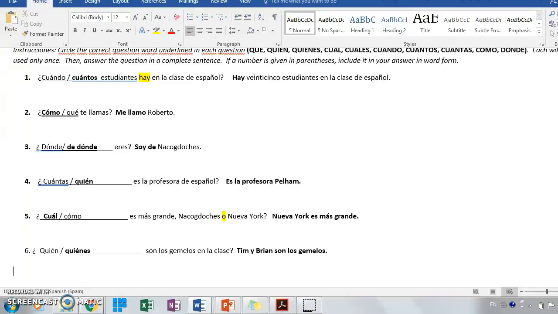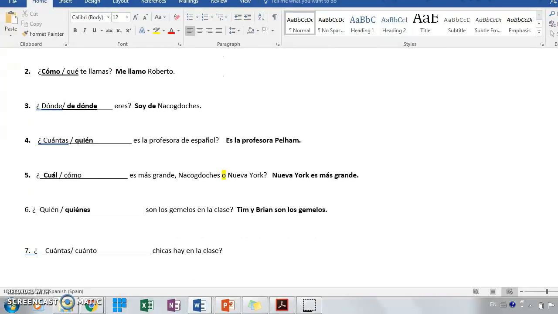Alright. Número 7. ¿Cuántas versus cuánto? ¿Cuántas or cuánto chicas hay en la clase? Okay, meaning-wise, we know that both of those have something to do with quantity. So our key here is to look at the word chicas, which means girls. So, ¿cuántas chicas or cuánto chicas? Hopefully, as you practice Spanish more and more, you'll start to recognize that if your verb or your word ends with an AS, your modifier, which in this case is our question word, is also going to end in an AS. So, ¿cuántas chicas hay en la clase?